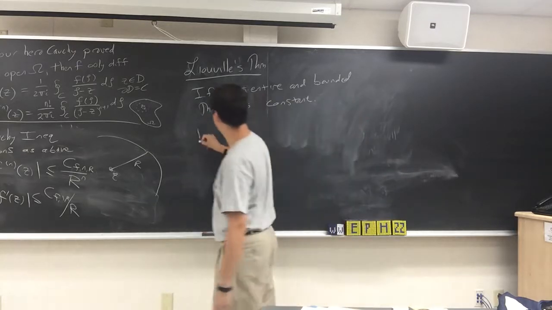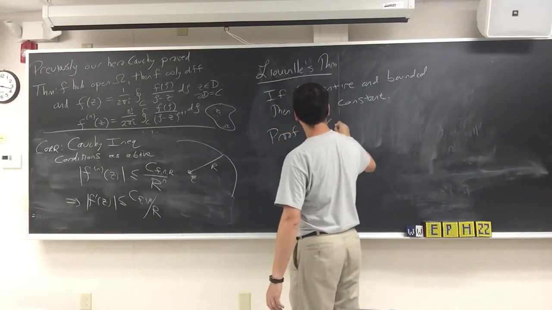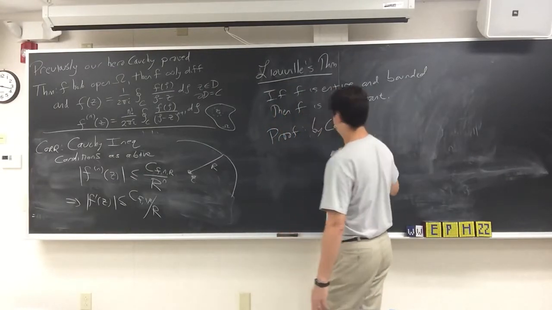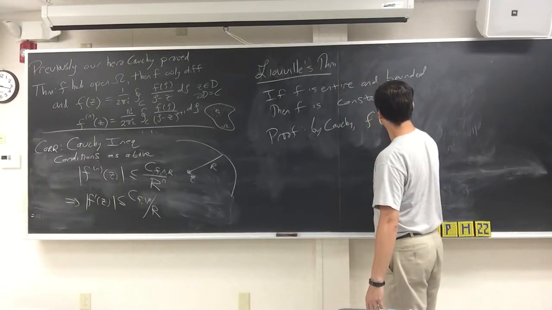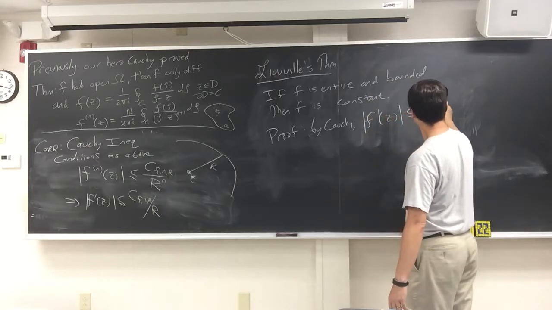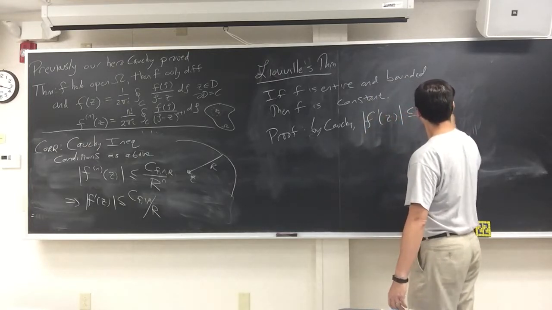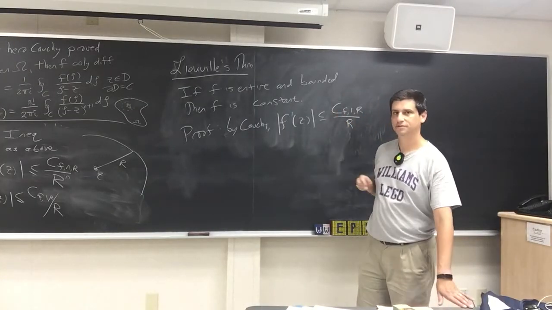The proof is actually remarkably straightforward. By Cauchy, we know that the absolute value of f prime of z is less than or equal to some constant over r. But what do I know about this constant?